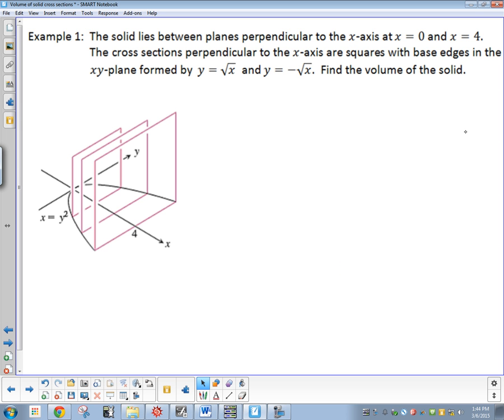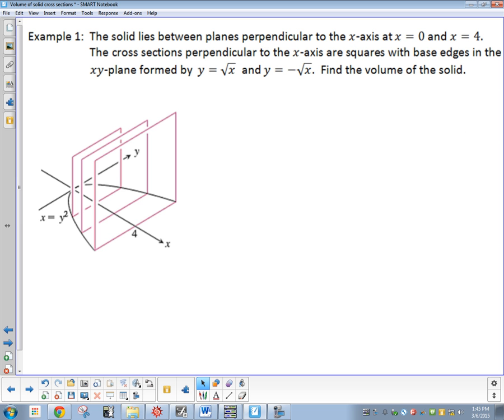Okay, so number one here, it says the solid lies between planes perpendicular to the x-axis at x equals 0 and x equals 4. And the cross sections perpendicular to the x-axis are squares with base edges in the xy plane formed by those two lines. Find the volume of the solid. Okay, what this is, that big wooden chunk over there.